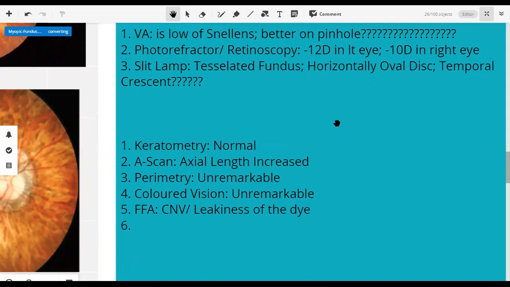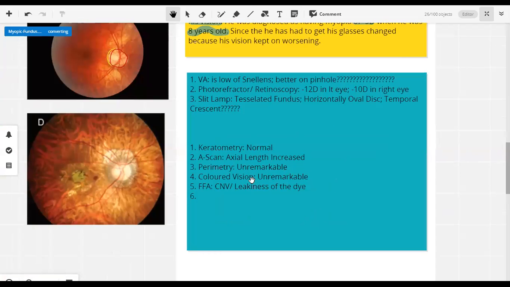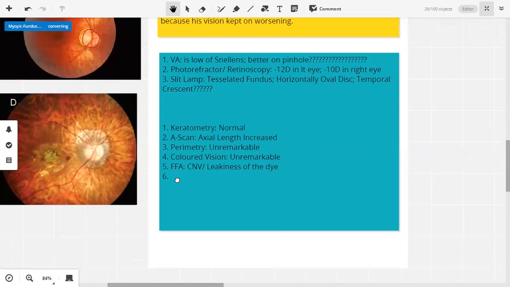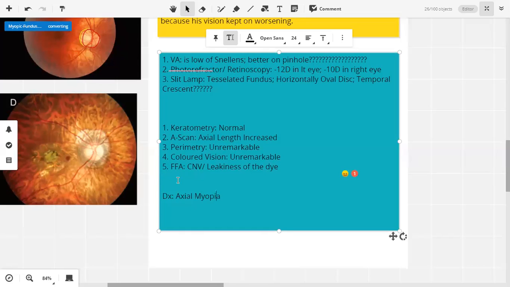So we have a diagnosis: axial myopia. There's a lot of things happening in this myopia. Our diagnosis is axial myopia. That is correct, but there's one more term which I would like to write, and that is pathological axial myopia. This is our diagnosis.